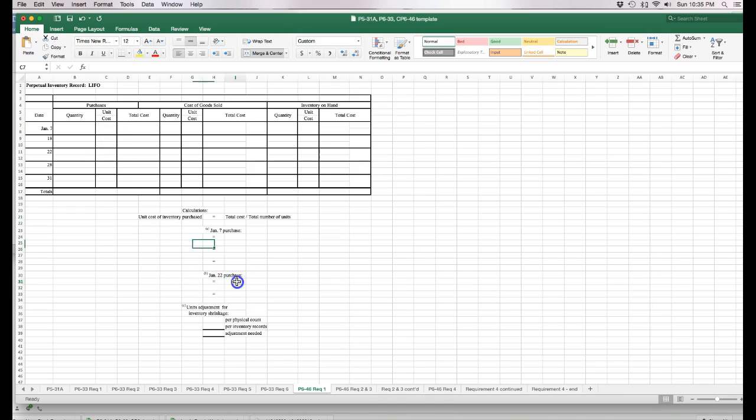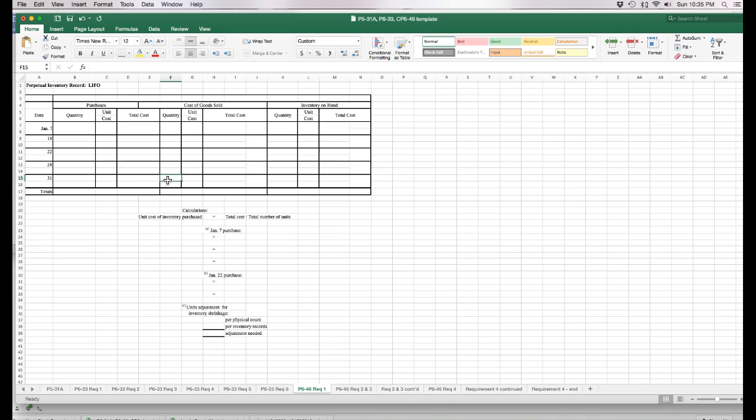On the January 22nd purchase, it's more straightforward. There's no freight in. So you would just calculate that, taking the total cost divided by the total number of units. The other thing that I do want to point out is that you're going to have goods sold on the 18th and on the 28th. And also, and it's not very obvious, but you're going to have some on the 31st.